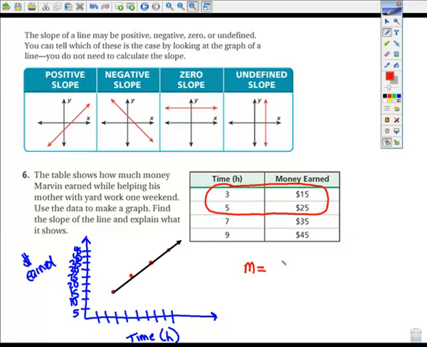So my change in my y, remember that's the independent or dependent variable. I'm going to go 25 minus 15 for my y's, and then for the x's I'll go 5 minus 3. Well, that gives me a 10 divided by 2, which is 5. So that means he earns $5 per hour. $5 per hour. Okay, and that is it for the notes on lesson 8.2.